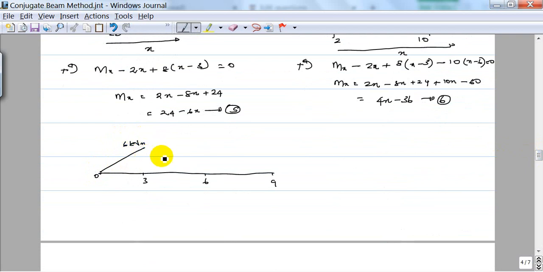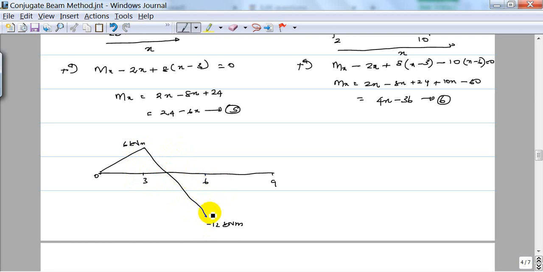Between 3 to 6, equation 5 is valid. So if you substitute 3 here, then you get 6. Then if you substitute 6 here, it's 24 minus 36, that is minus 12 kilonewton meter. So let me draw. I think the drawing on this tablet is a bit challenging, but I try to. It's a linear curve. So something like that.